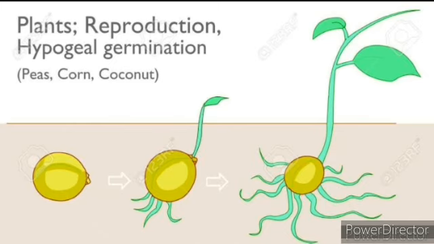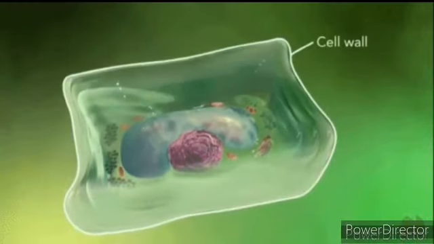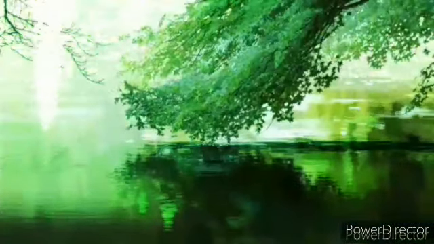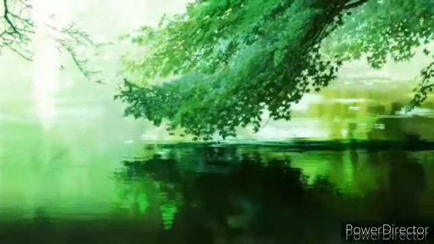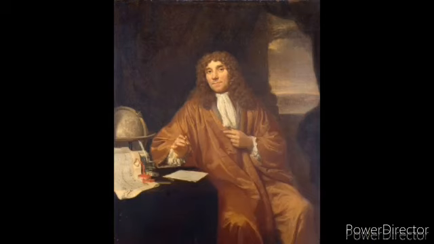Moving on to the next, it's all about the cell, the structural and functional unit of the living organism. Single-celled organisms are called unicellular. Example, bacteria, amoeba. If an organism is made up of more than one cell, it is called a multicellular organism. Example, plants and animals. Antony van Leeuwenhoek was the first person to discover the simple microscope.